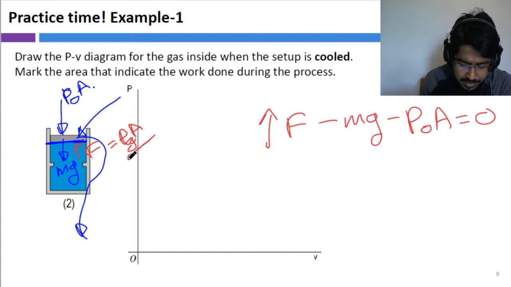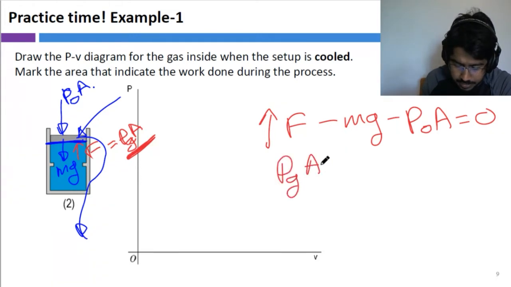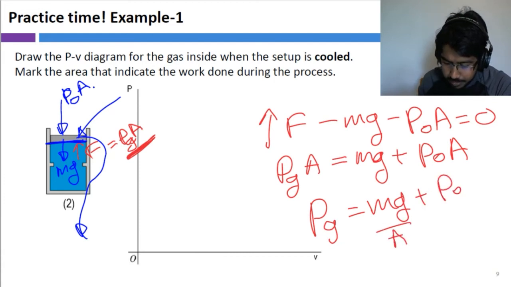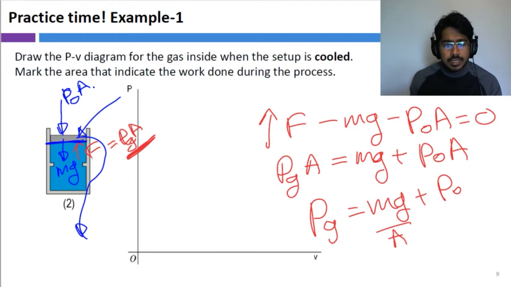And the pressure applied by the gas is given by F over A. So we can write this as P gas A minus mg. P gas A equals mg plus P naught A. Divide the entire equation by area. So P gas equals mg divided by A plus P naught. Right? So this is the pressure at the starting point.